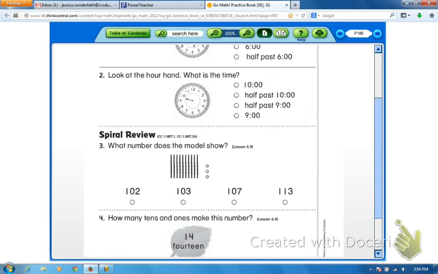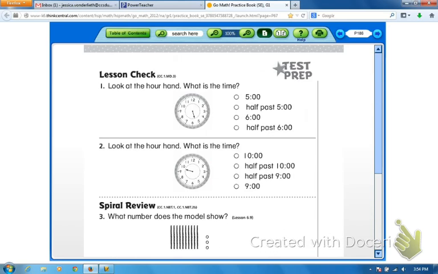On the back side of the homework, the first 2 problems are again looking at the clocks. They are in between 2 numbers, so they are 30:30.